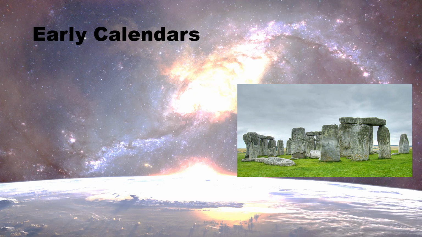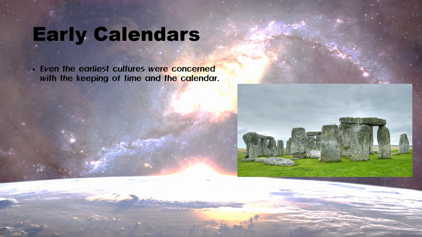So let's start out by looking at some very early calendars. Even the earliest cultures that we can think about, going all the way back to the Bronze Age, were concerned with the keeping of time and the calendar. Having a calendar was a very consistent way of planning for different events and rituals and things like that.